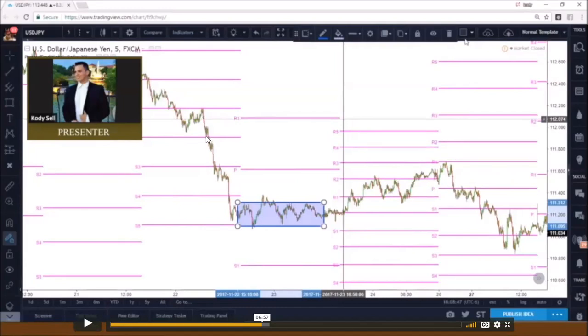You see how it came all the way down to the next level? Same thing here, break, retest, all the way to the next level. Break, retest to the next level. So many trade opportunities just right here. Did everybody see that?